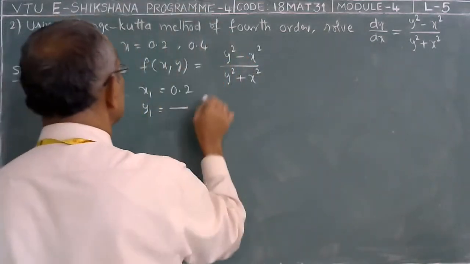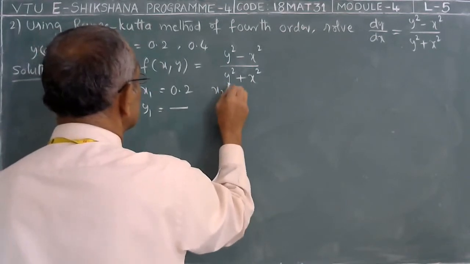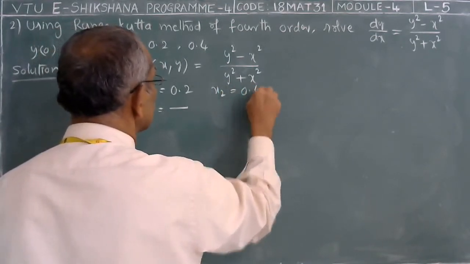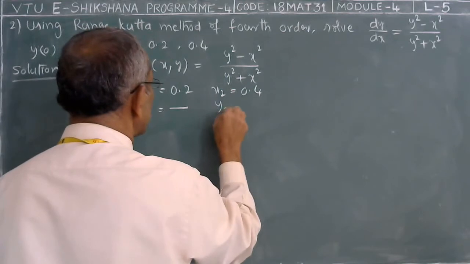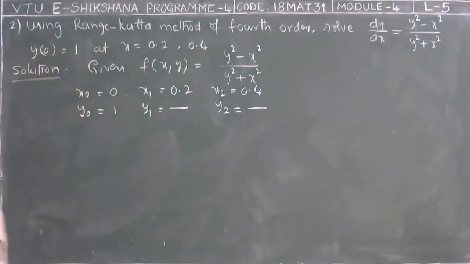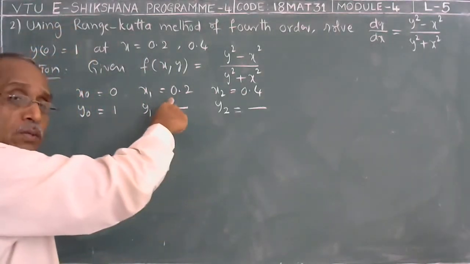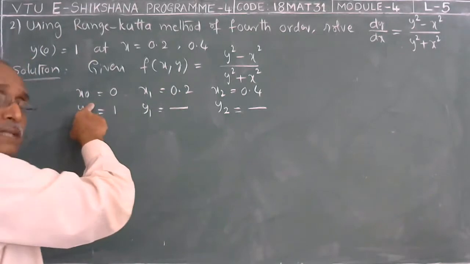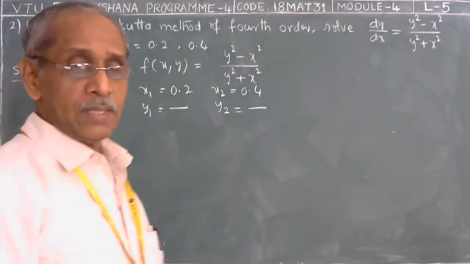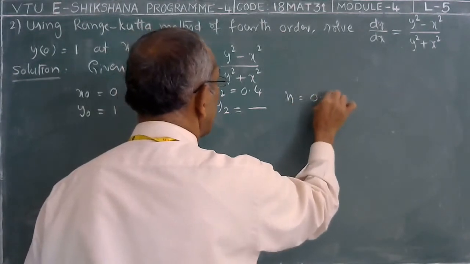Then for the next value, add 0.2 to 0.2, so you get 0.4. So this is x2, which is 0.4. The corresponding value of y, that is y2, you need to calculate. And h you can easily calculate: x1 minus x0, that is 0.2 minus 0, is 0.2. So h is 0.2.